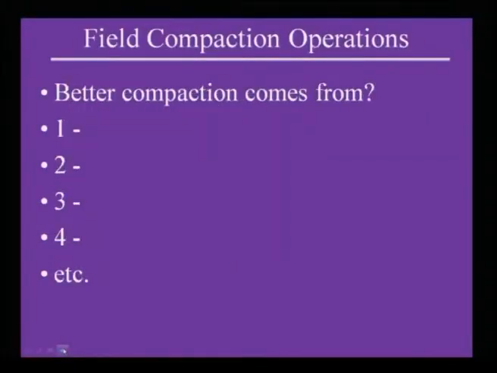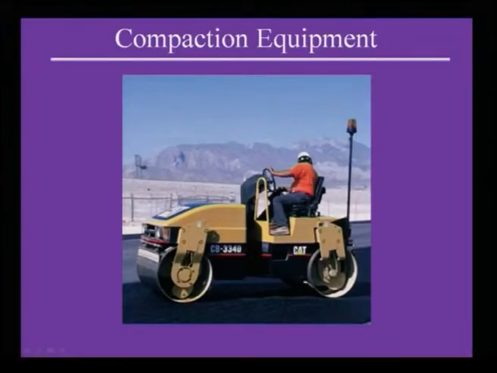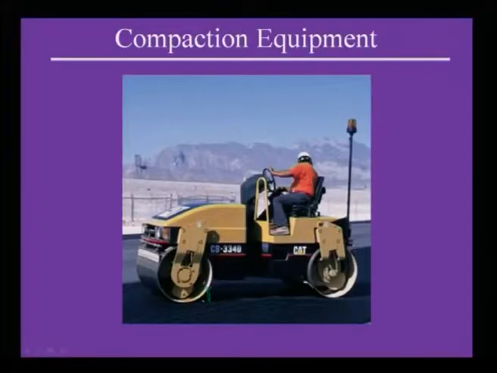Why? If you look at field compaction operation, what does better compaction come from? Thin lift always gives better compaction. Second, it is easier to compact, so fewer passes. Pass means how many times the smooth drum passes over the surface: one time, two times, three times, four times, because it has a certain load. So with fewer passes, you get better compaction.